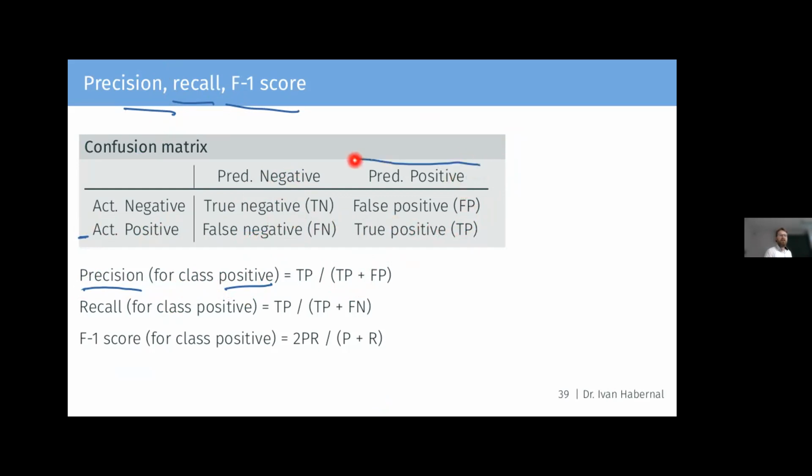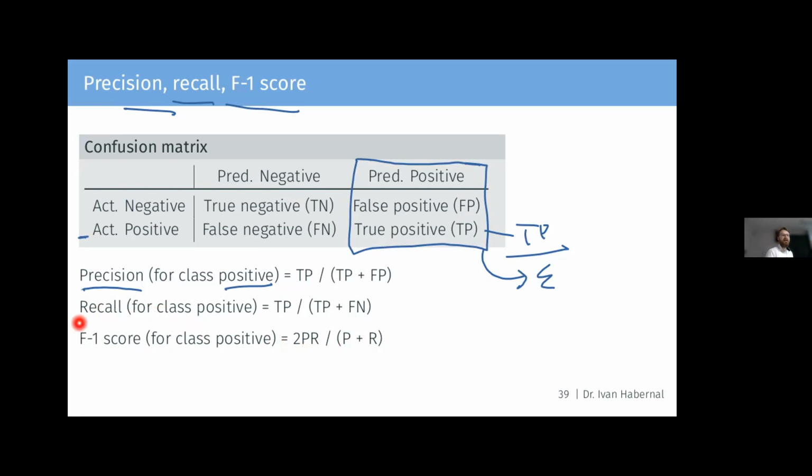Whatever I predicted as positive, I predicted positive the correct things and also predicted as positive something which wasn't positive. So I'm asking, how many times did I correctly predict positive when I said positive? So I'm taking the true positives over this sum, saying how precise I was. My classifier says this is positive. Which part of that was really positive? This is what precision is doing.